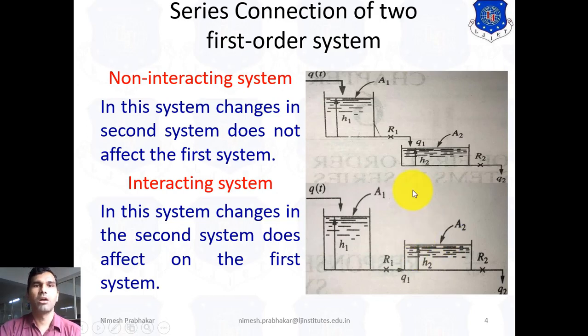Simple definition: a non-interacting system is a system in which the second system does not affect the first system, and an interacting system is a system in which the second system does affect the first system. Okay. Now we derive the transfer function of the non-interacting system.